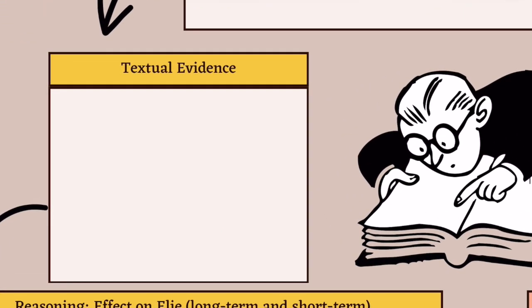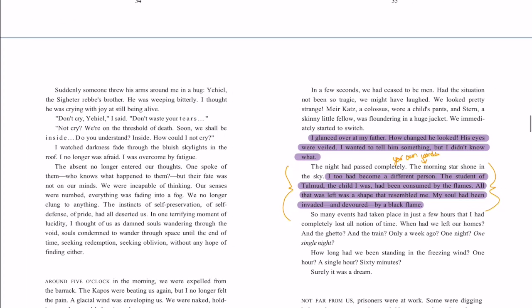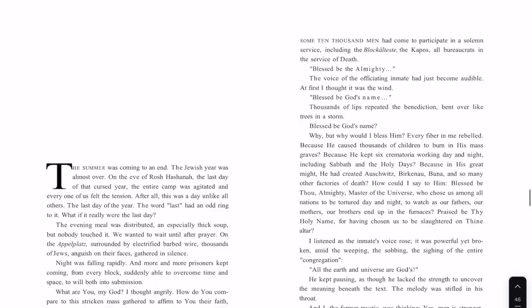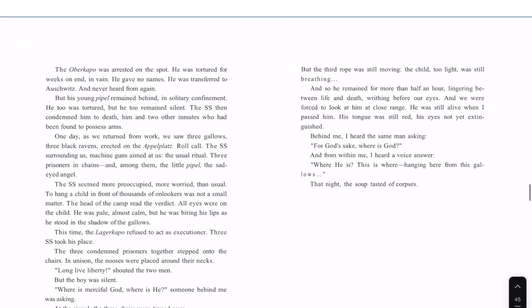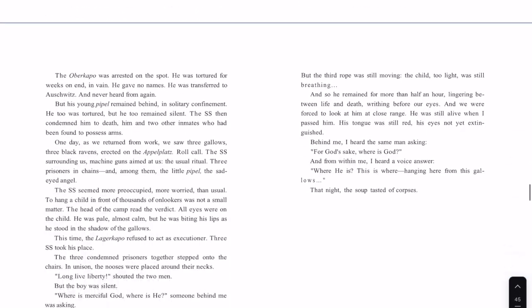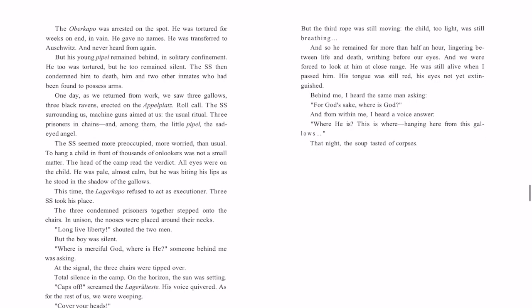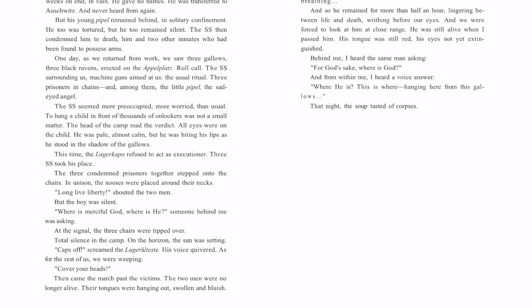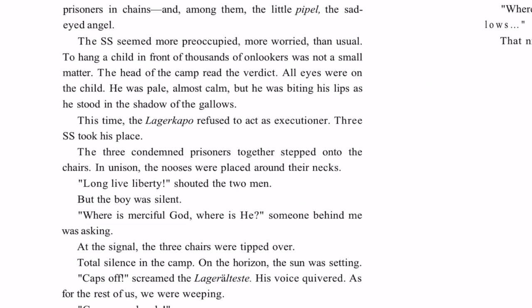Let's go ahead and find a piece of textual evidence for the hanging of the Pipel. If we go back to our text, I believe the hanging of the Pipel happens in the 60s. Yes, this is definitely where it happens. So let's talk about this. They have to witness these public hangings, and they're usually grown adults, but something was different about this one. Eli notices that it's a really small child. Let's zone in on where he talks about this. Look what he says here.